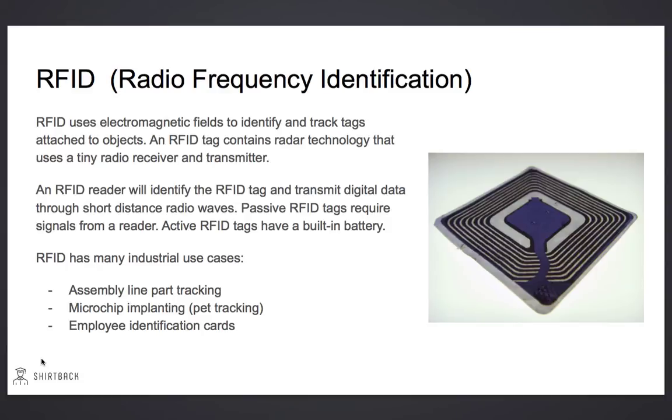A passive RFID tag requires signals from a reader. Active tags have a built-in battery. We use RFID in many cases, including assembly lines, implanting pet microchips, and employee ID cards.